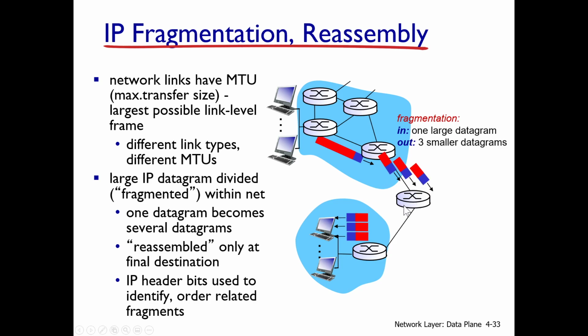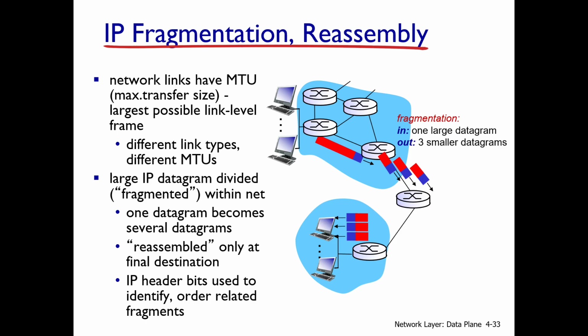And as you can see, this router doesn't deal with reassembly. It doesn't care because it is not the end host. So here, this router receives, still not dealing with the reassembly. Whenever the end host receives the several datagrams, you combine them in the correct order and you receive the large datagram.